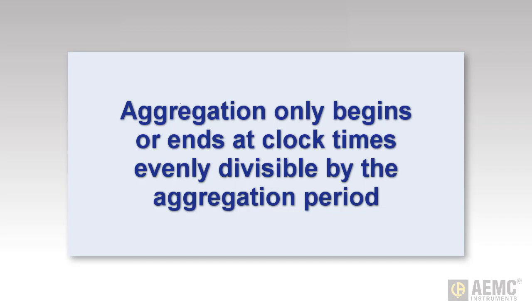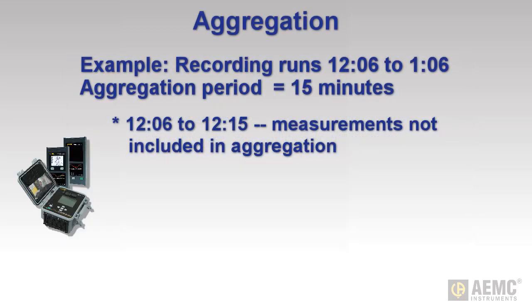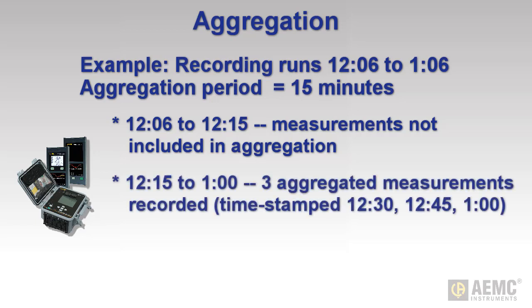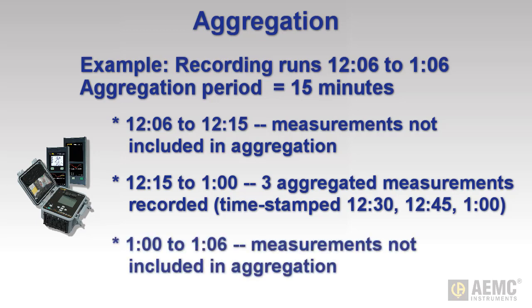Note that aggregation will only begin or end at clock times evenly divisible by the aggregation period. For instance, if a 1-hour recording on the PEL begins at 12:06 with a 15-minute aggregation period, the first aggregation begins at 12:15 and ends at 12:30. Aggregation is then performed every 15 minutes, with the final aggregation ending at 1 o'clock. Although the recording continues until 1:06, no aggregation will be performed for the final 6 minutes. Therefore, for this recording, only 3 aggregated measurements will be made.